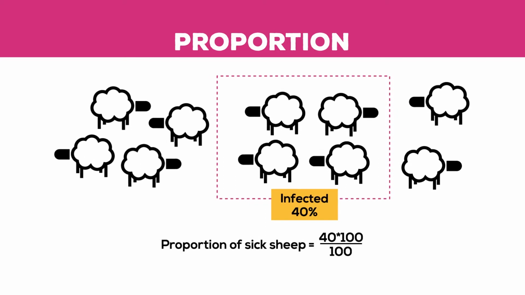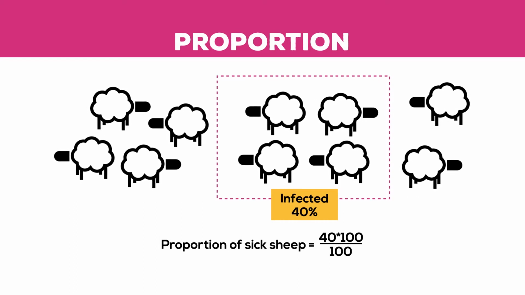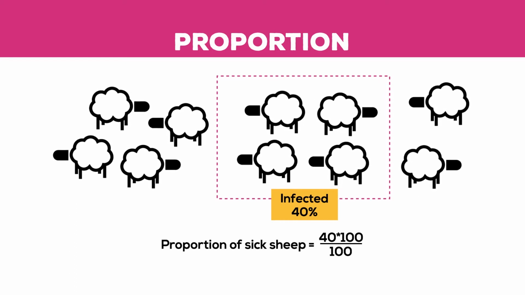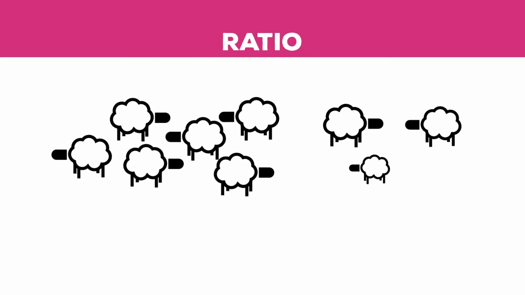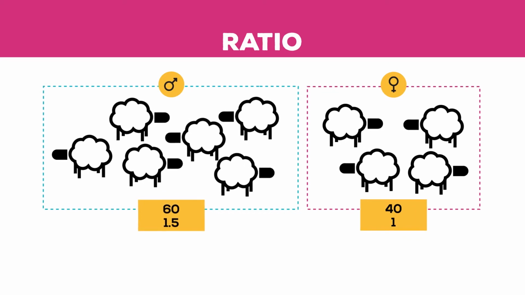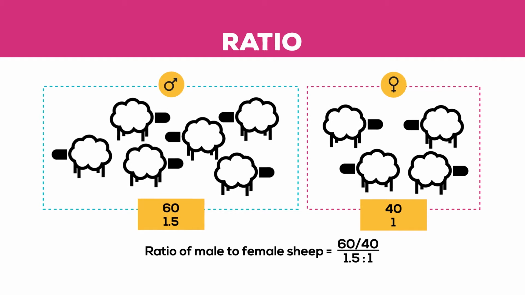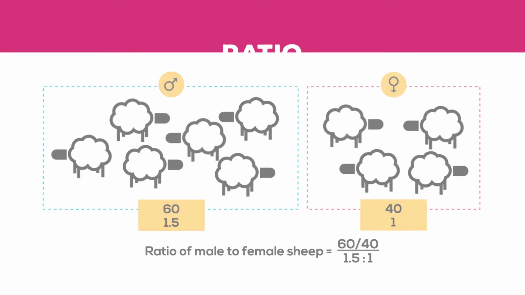Proportion is the comparison of a part to the whole. For example, if a farm has 100 sheep, in which 40 sheep are sick, the proportion of sick sheep on this farm is 40 divided by 100, equal to 40 percent. Ratio is the comparison of any two values. For example, if a farm has 100 sheep, in which 60 are male and 40 are female, the ratio of male to female sheep on this farm is 60 to 40, equal to 1.5 to 1.